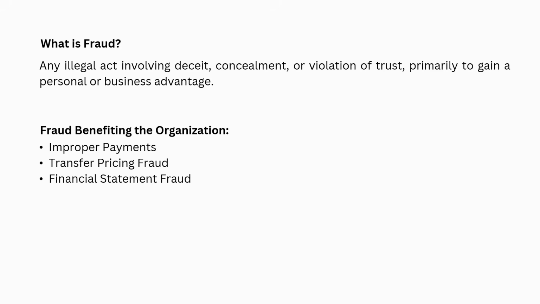Then fraud benefiting the organization. Some points we can explain are improper payments like bribery, kickbacks, or illegal political contributions. Transfer pricing fraud means intentionally valuing goods incorrectly between related organizations to manipulate operating results. And financial statement fraud is misrepresenting financial records to boost the company's economic appearance, for example, overstating assets or hiding liabilities of the company.